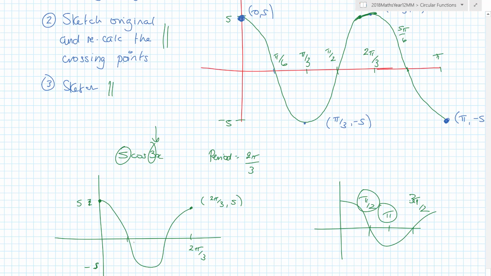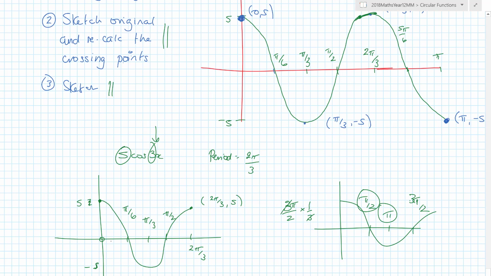So I now can write straight away that pi on 2 becomes pi on 6. This value here becomes pi on 3. And this value here, which was 3 pi on 2, multiply that by 1/3, gives me pi on 2. And that would be 0. There you go. There is my sketch.